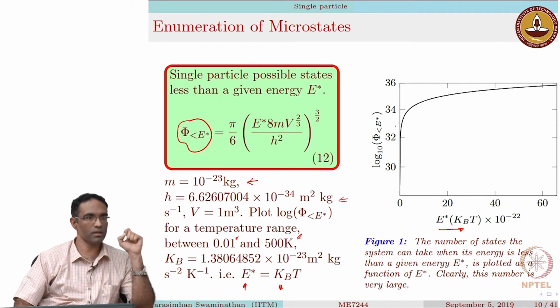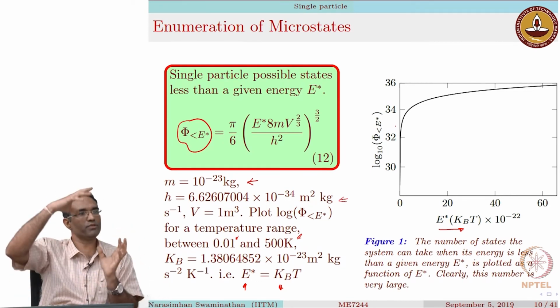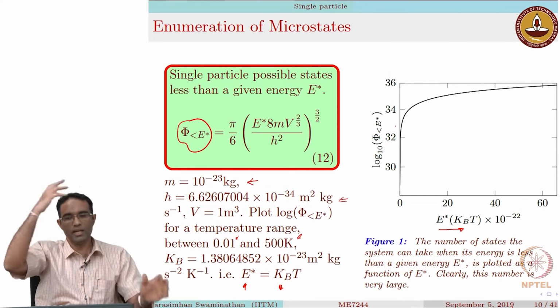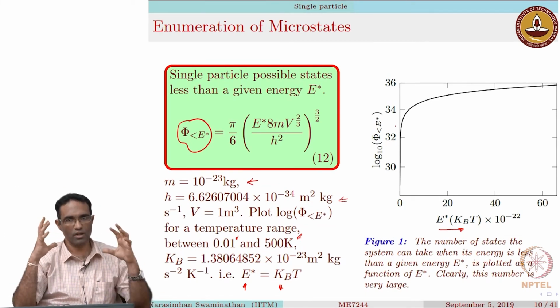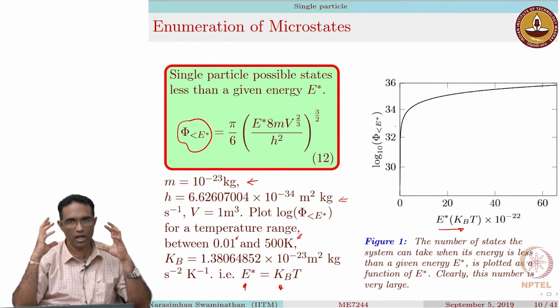For a single particle inside a box, the total number of states which have energy less than E itself is 10 to the power 35. It's a huge number. So that octant of a sphere contains an extremely large number of particles.